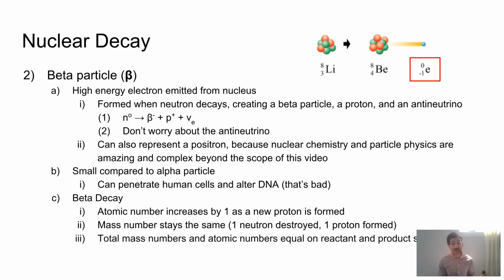So just as before, our total mass numbers and atomic numbers need to be equal on the reactant side and on the product side. So here we have 8. That's going to be equal to 8 plus 0. Cool. We've got 3. 3 is equal to 4 plus a negative 1, or 4 minus 1. Nifty, nifty. Here's another example.